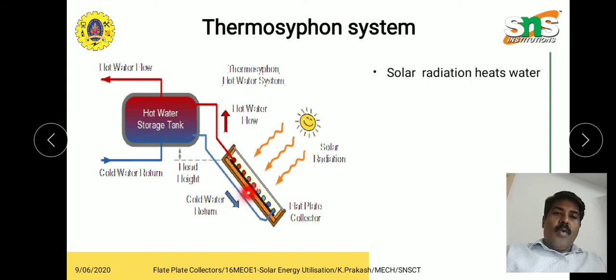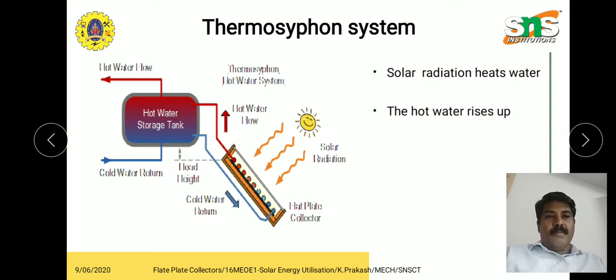As the cold water comes in at the bottom, because of its density, what happens is when the water is heated, its density becomes lesser. What is density? It is mass per volume. So as the density becomes lesser, the hot water tends to move upwards without any pump or any device. This natural circulation is called the thermosiphon system.